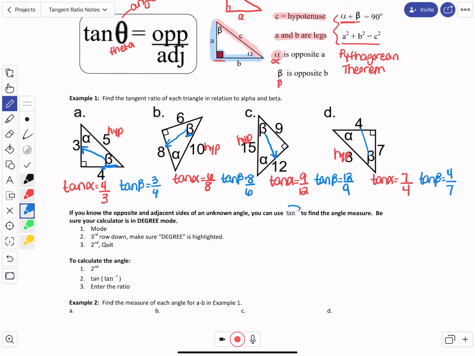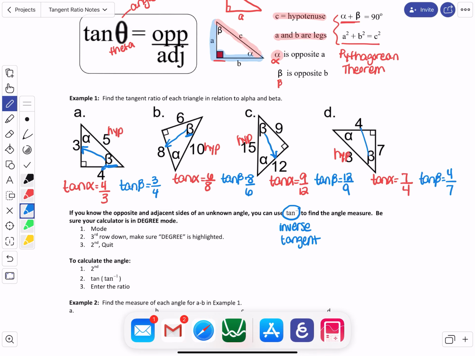So this right here, even though it says tangent to the negative first, you actually say inverse tangent. That's called inverse tangent is what that's called. You use inverse tangent to find the angle measure. So be sure your calculator is in degree mode. So to get in degree mode, what you do is you hit the mode button on your calculator. You go to the third row down and make sure it says degree. Make sure degree is highlighted. And then you hit second quit to get out of that.